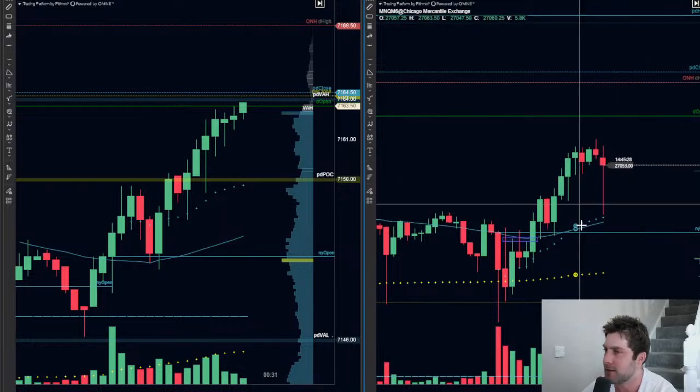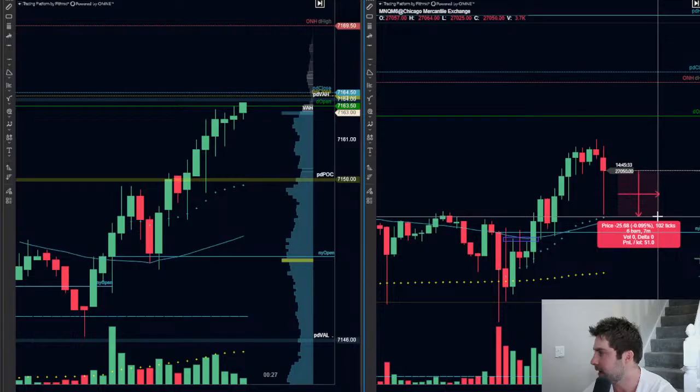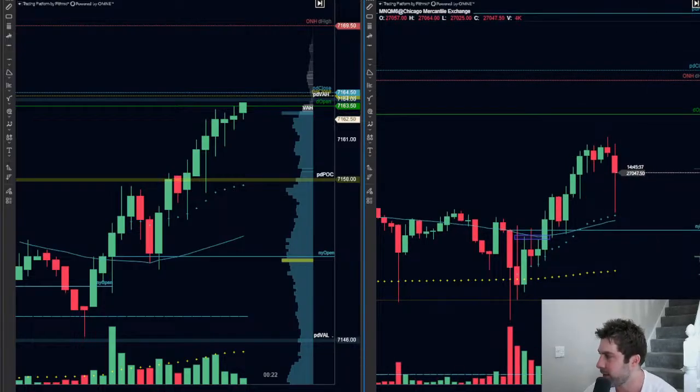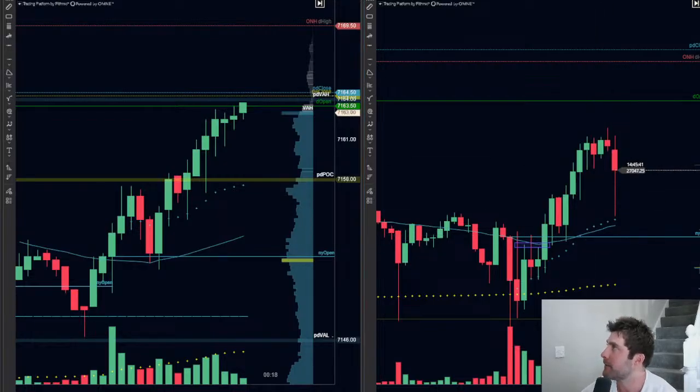So my invalidation to enter is below the wick in the VWAP. If I enter with 10 contracts, that's risking $500. I don't really want to risk that amount.